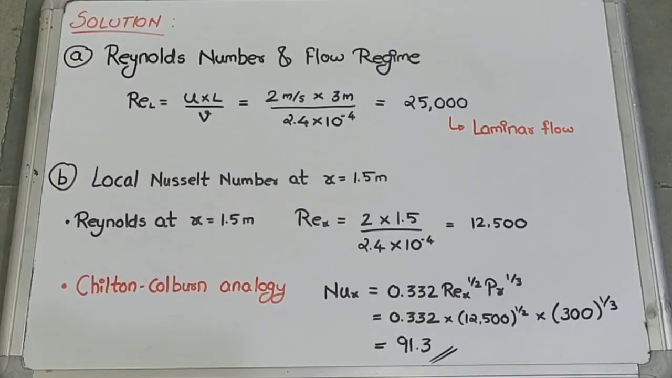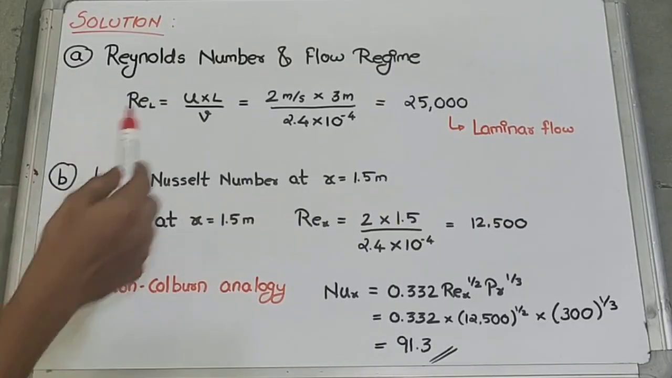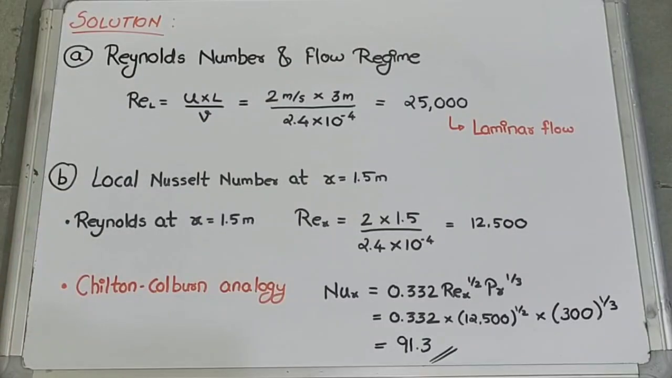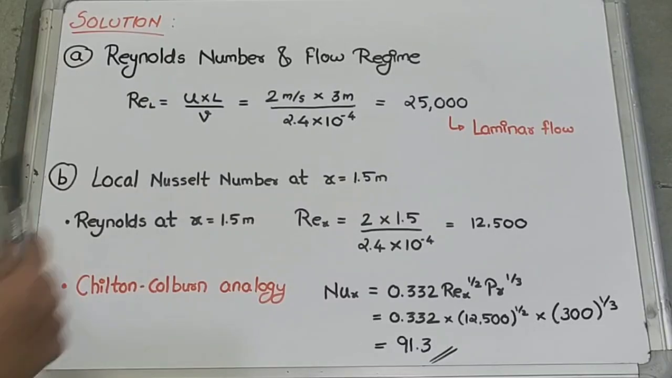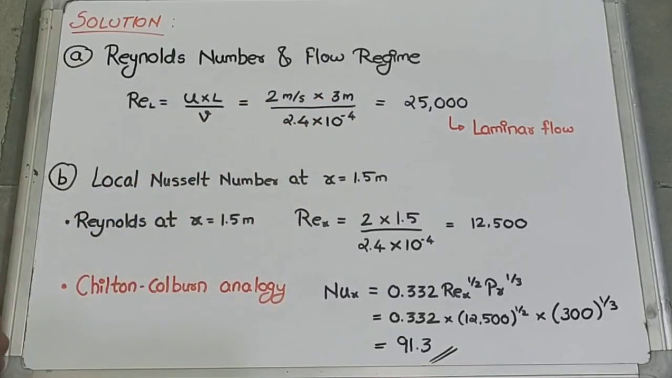So, part A of the solution states that we need to find the Reynolds number at x = 3 meter and its flow regime. As we are all familiar with the formula of Reynolds number, which is velocity times length divided by kinematic viscosity. All these terms are already given in the question. Velocity is 2 meter per second, length is 3 meter, and kinematic viscosity is 2.4 × 10^-4, which has units of meter square per second.